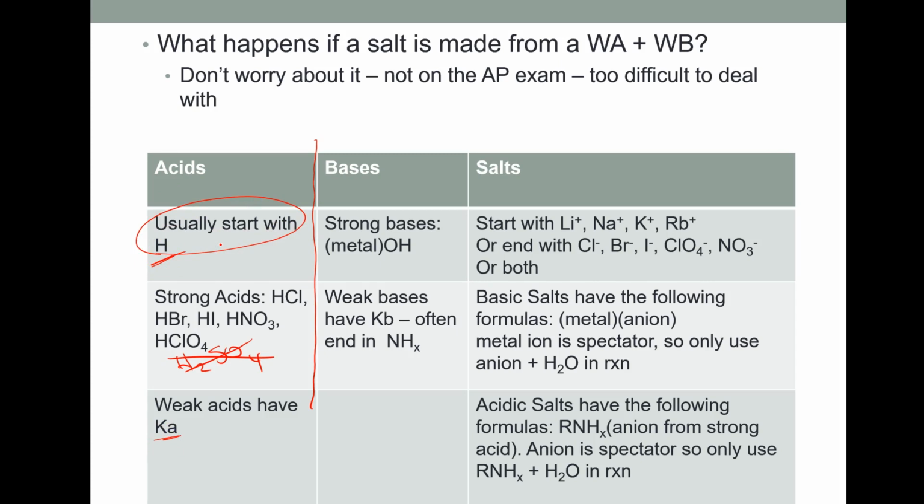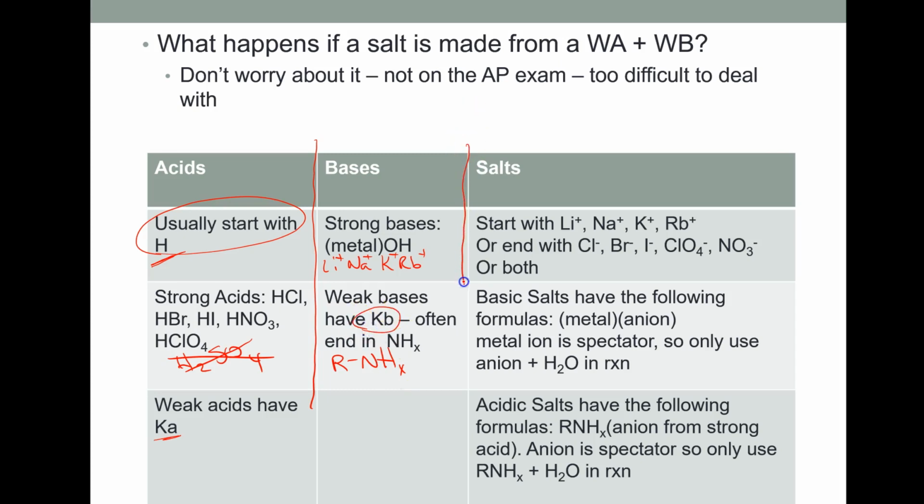Bases start with a metal hydroxide. That means Li, Na, K, or Rb. All of them are positive ions. That's it, 4 strong bases. Everything else is weak. They generally have a Kb. A lot of times they have some kind of organic compound with N, H, and then some number, like CH3NH2 or CH3NH3. That's how you know. But they have a Kb. That makes them a base.